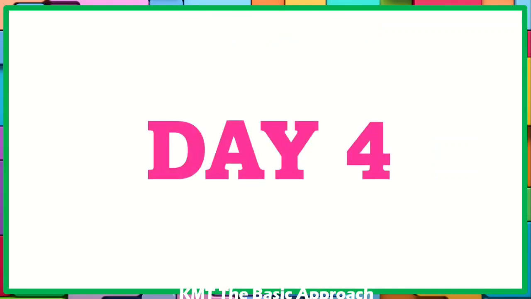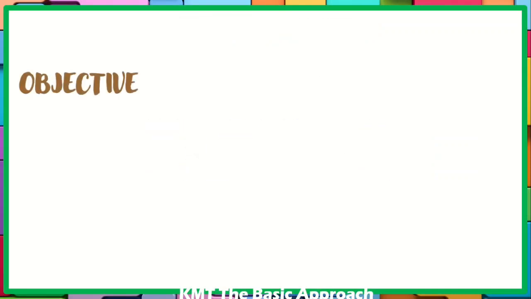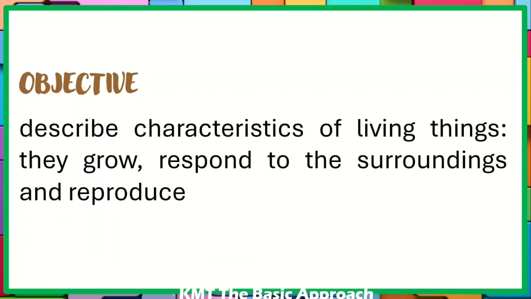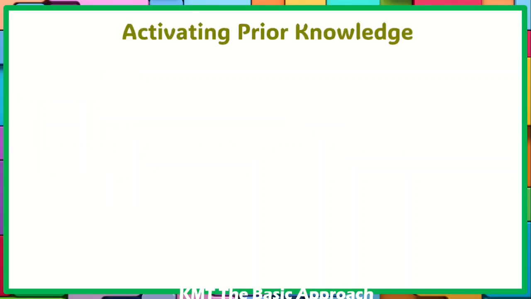Day 4. Objective. Describe characteristics of living things. They grow, respond to the surroundings, and reproduce. Activating prior knowledge.